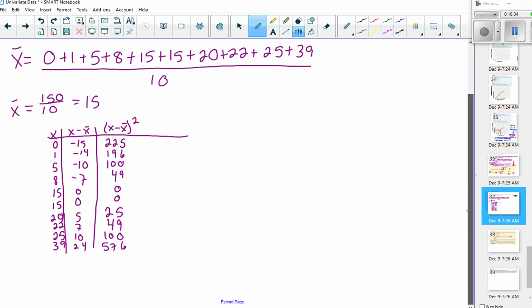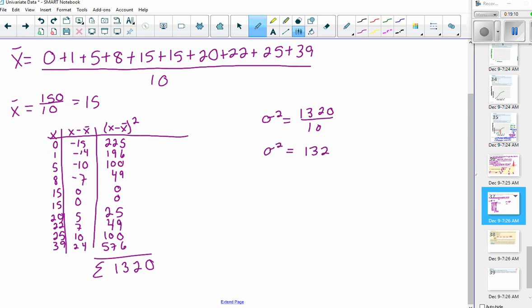From there, I have to sum all of those up. Again, that's what's in the top of the fraction. When I do that, I get 1,320. So therefore, my variance, sigma squared, is 1,320 divided by 10. I'm averaging the squares of my differences. That's what I'm doing right now, I'm averaging them, so I'm seeing how far away they are. So my variance ends up being 132.